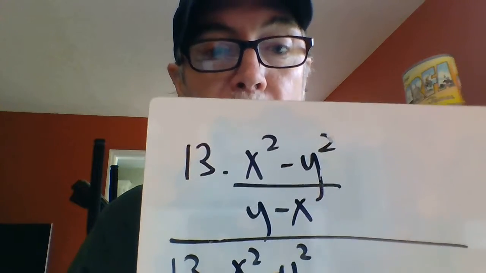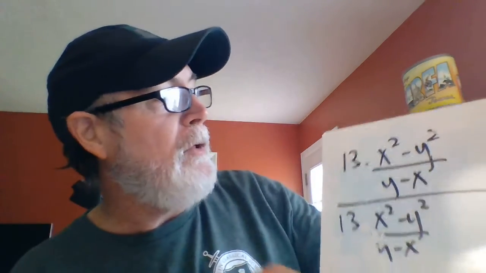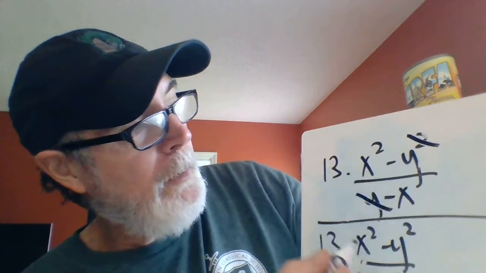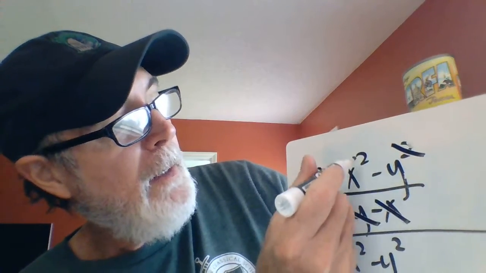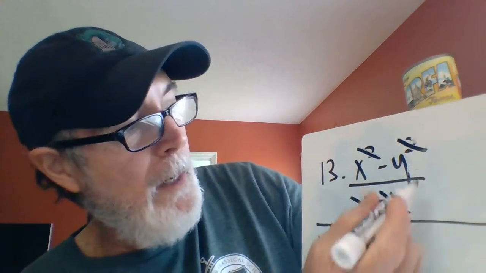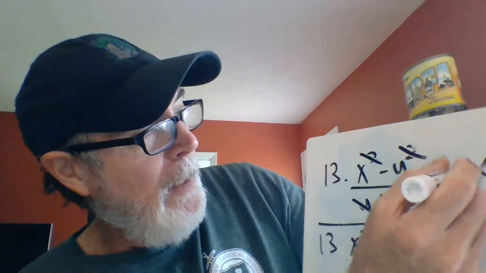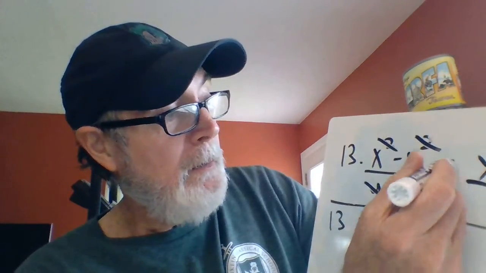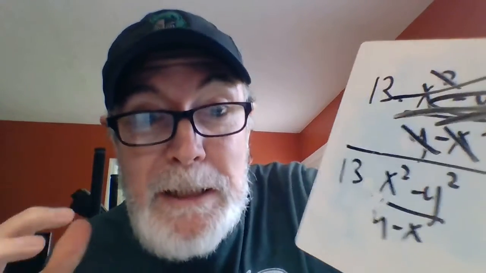Oh, let's look at 13. Here's what some of you are doing. Oh, well, there's a y here and there's a y up here, so I'm going to cancel that with one of those. There's an x down here. I'll cancel it with one of the x's up there, and so I end up with x over a minus sign. Oh, it must be negative x. No, you cannot do that.